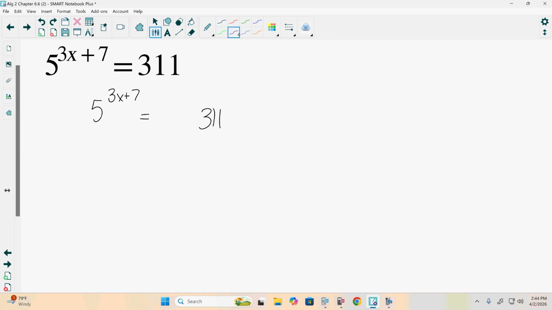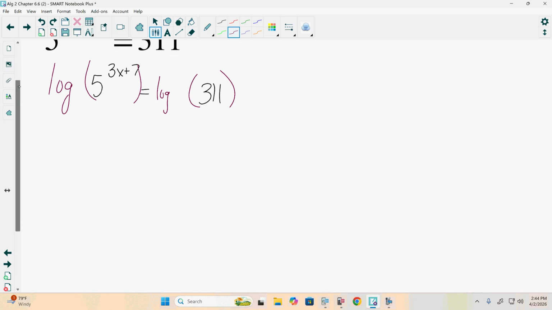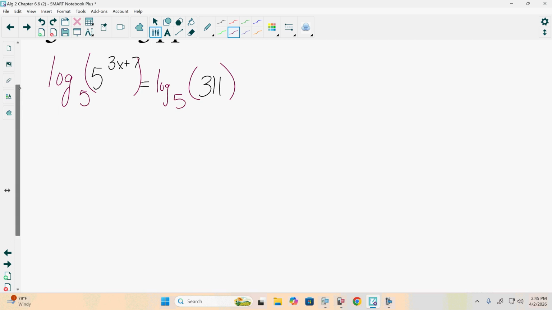Now, even though we have 3x plus 7 in the exponent, we still just have a term on that left side. We just have one. 311 is a single term, so that means we can apply this log to both sides. Specifically, log base what? 5. Because on the right-hand side, this is going to end up being log base 5 of 311.